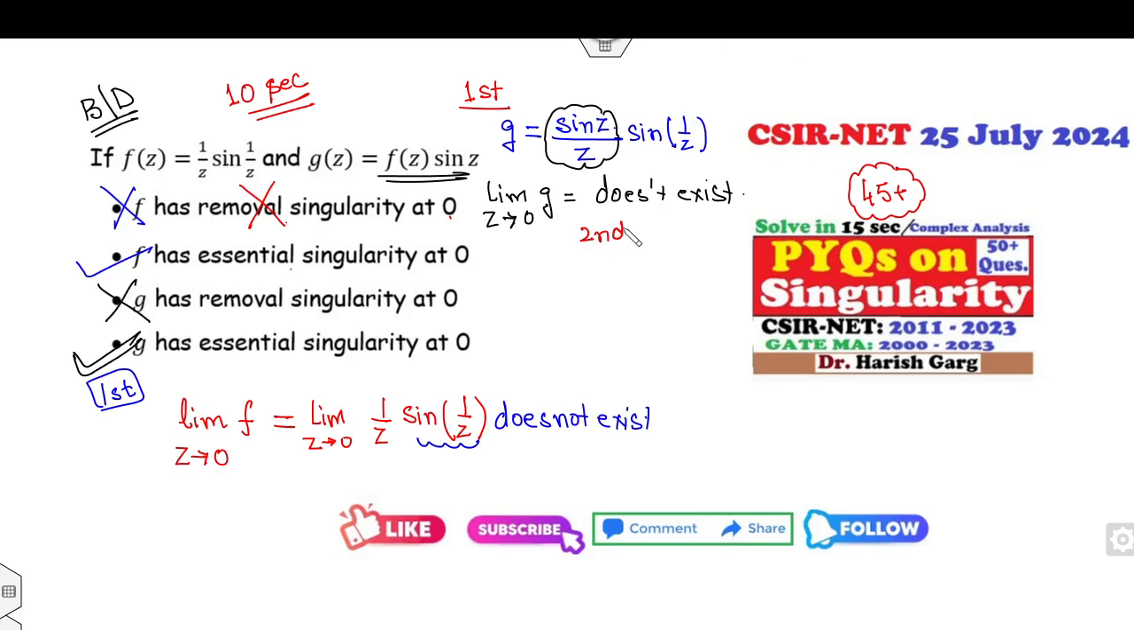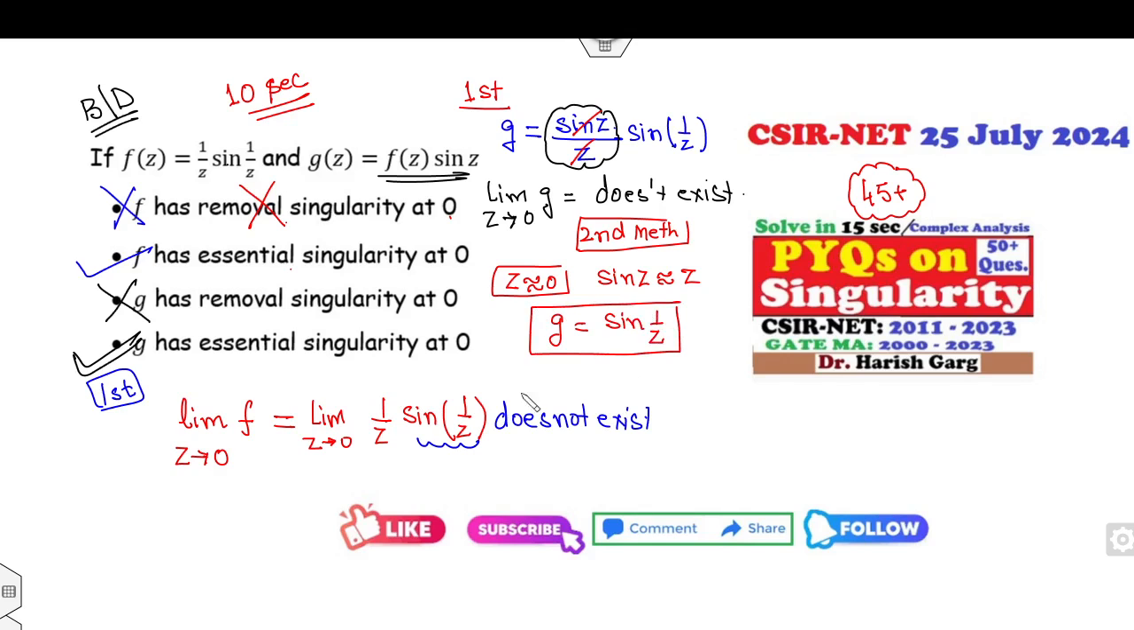There is one more method which I have also explained in my PYQ lecture on singularity. We all know, since we are talking about z approaches 0, when z is very small, sine z is approximately z. Then this term will cancel out. Then what is my g? g is sine of 1 over z. And clearly the limit of g as z approaches 0 does not exist. Again, you can see it is an essential singularity.